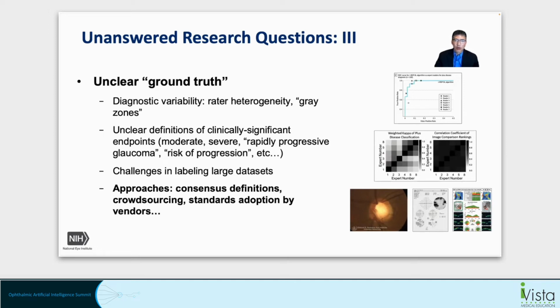How do you define moderate glaucoma, severe glaucoma, rapidly progressive glaucoma? And do you look at the optic disc? Do you look at the OCT? Do you look at the visual fields? And what are the cut points that you use? Different experts will use a lot of variability here.